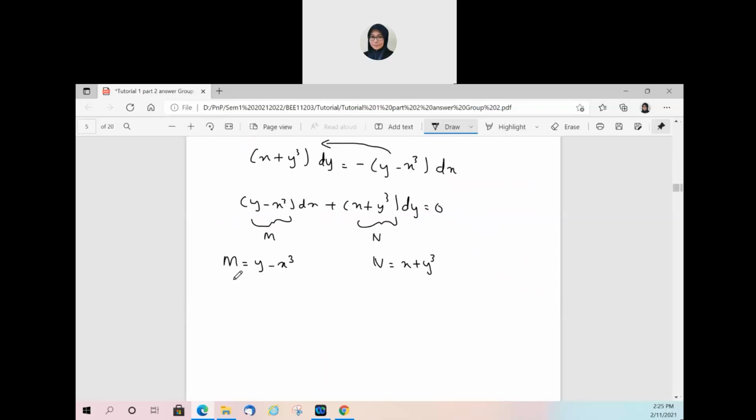To prove that this is an exact equation, you must differentiate M with respect to y, del M over del y, and N with respect to x. Right? So you differentiate y. Which term has y? This one. So you differentiate y, you get... what do you get?